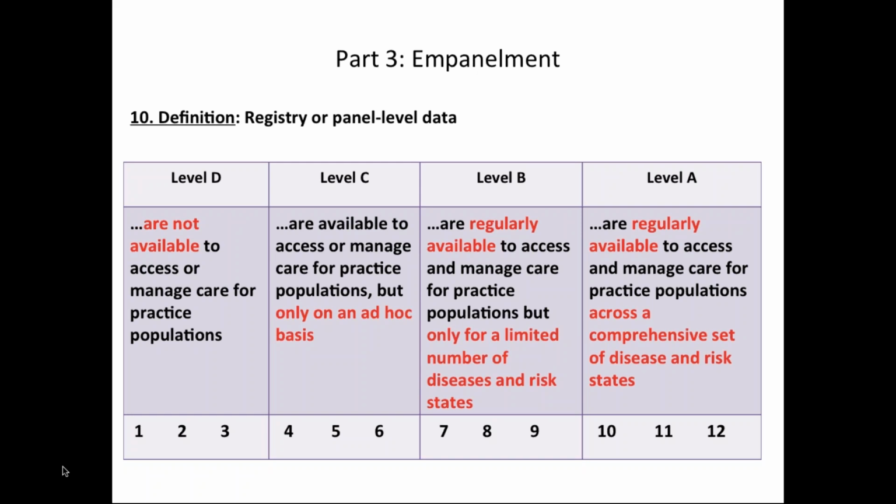At the next level up, you're looking maybe at your patients who have asthma in a pediatric population, would be a good example, but only on an ad hoc basis. At the next level up, you do have reports, and they are regularly available, but only for a very limited number of diseases. And then finally, at the highest level, you're regularly looking at your populations across a comprehensive set of diseases and risk states.